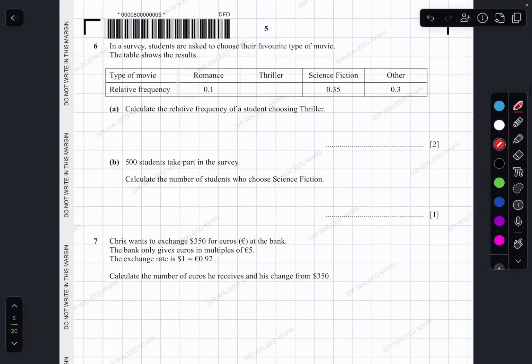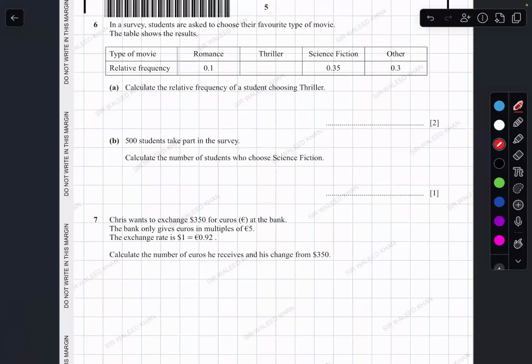Next, question number 6. In a survey, students are asked to choose their favorite type of movie. The table shows the results. Type of movie. So we have 4 genres over here: romance, thriller, science fiction, and other. Calculate the relative frequency of a student choosing thriller.